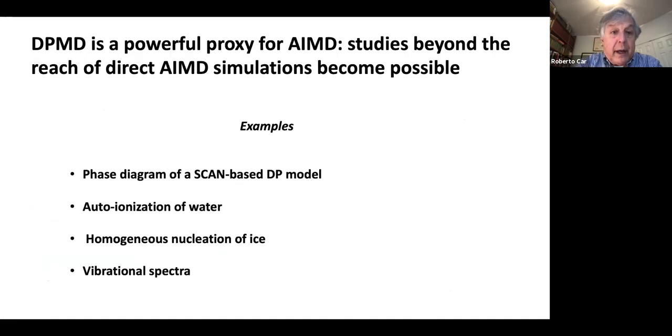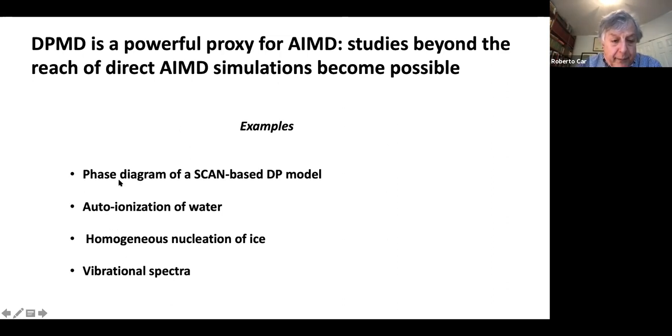Let me move on now. I have described what deep potential molecular dynamics does. I will now show a few examples that are definitely beyond the reach of direct ab initio molecular dynamics simulation. The examples that I will talk about today are the phase diagram of a SCAN-based DP model, the auto-ionization of water, homogeneous nucleation of ice, and something to do with vibrational spectra.